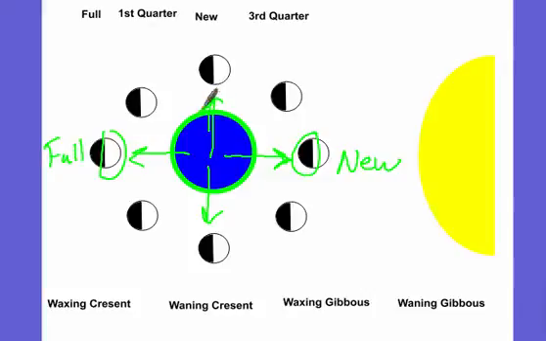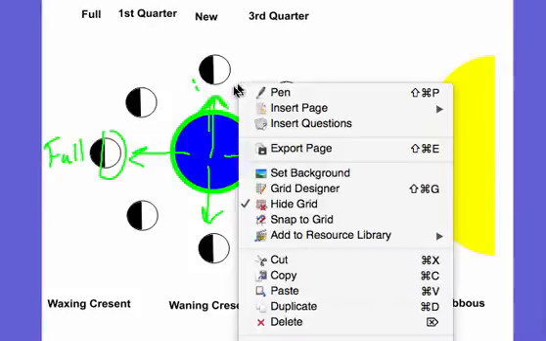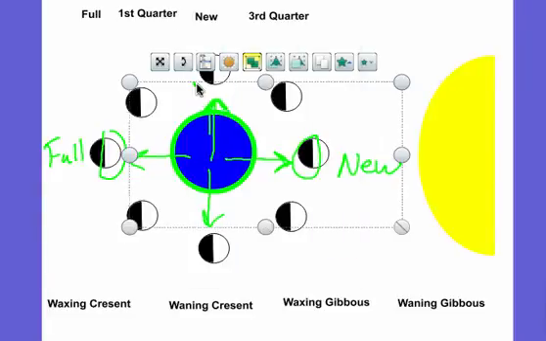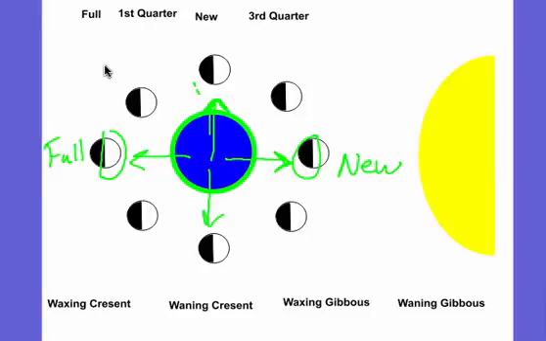Okay, if you look this way right here, you're going to see dark on the left and light on the right. Okay, you're going to see dark on the left and light on the right, which is going to indicate a quarter moon.